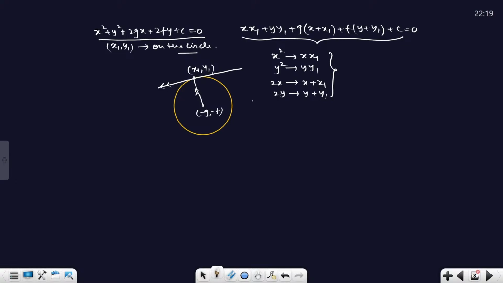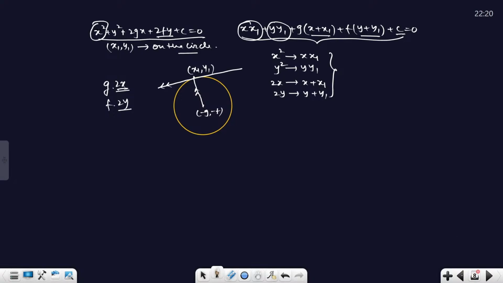Look carefully at what I have done. Here there was x square, so I have replaced that with xx1, y square with yy1. It was 2gx, which means g into 2x, so this 2x is written as x plus x1. Similarly, 2fy means f into 2y, and this 2y will be written as y plus y1. And don't touch the other thing which is there, that is c. So your c will be here. That's it. That will be the equation of the tangent.